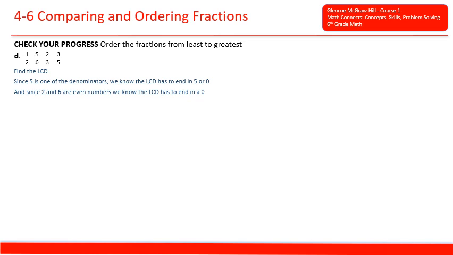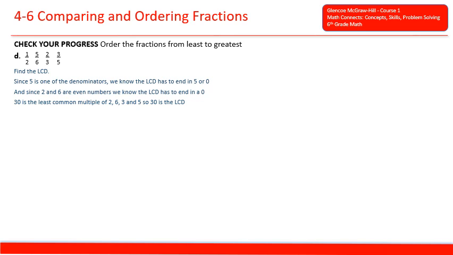Well, since 2 and 6 are even numbers, we know the LCD has to end in 0 because 5 is not even, so 2 and 6 won't go into 5. So that very quickly gets us down to has to end in a 0. It won't all be that easy, but sometimes they can be with a little bit of deduction. And then 30 is the least common multiple of 2, 6, 3, and 5. So 30 is the LCD.